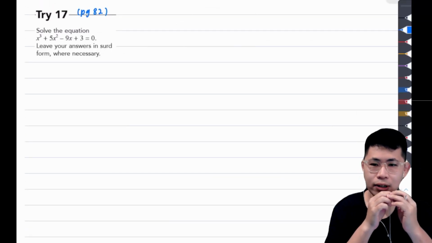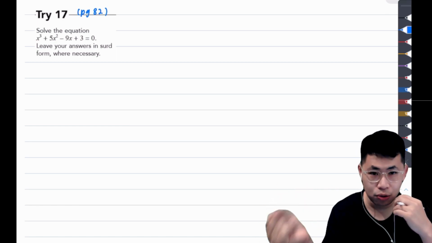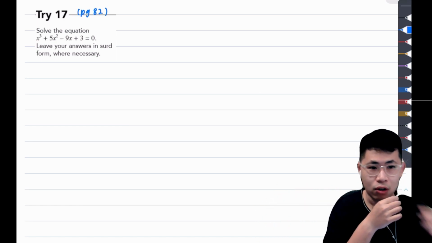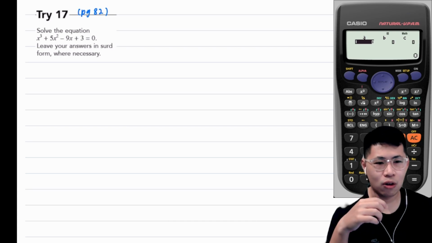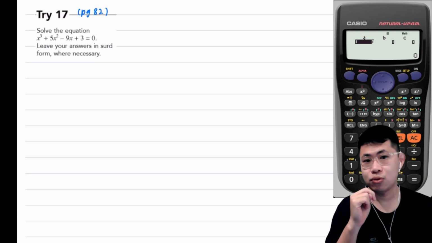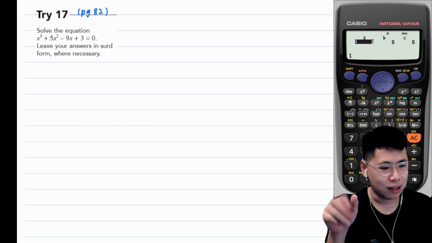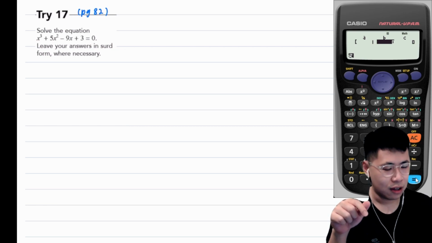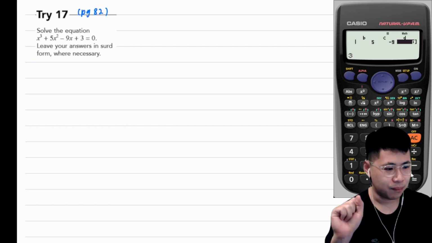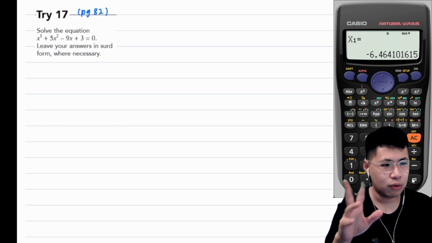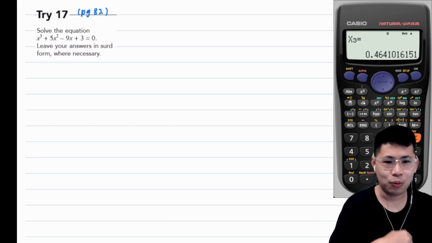Okay, so let's take a look at our next cubic equation. We have x cubed plus 5x squared minus 9x plus 3 equals 0, and we need to solve it. So let us guess and check with our calculator and see what is our first root that we can get. The coefficient of x cubed is 1, coefficient of x squared is 5, coefficient of x is negative 9, the constant is 3, right? So over here we have, oh, very weird numbers, and we have 1.